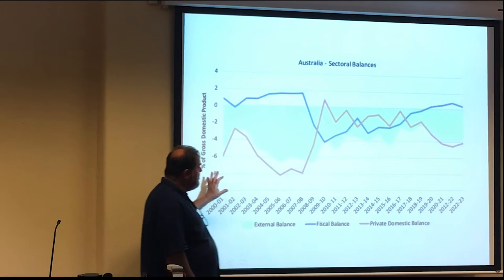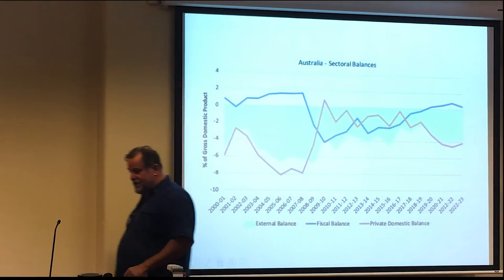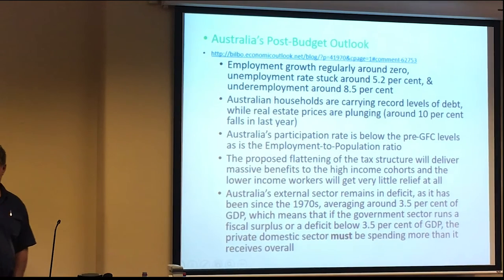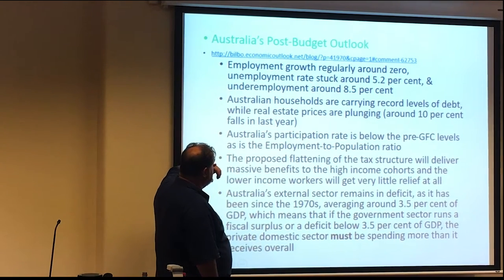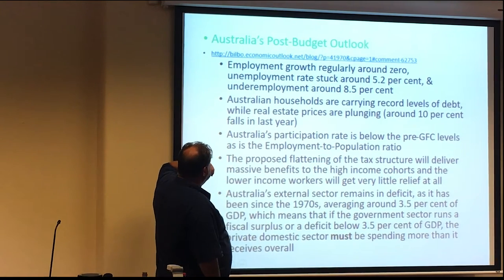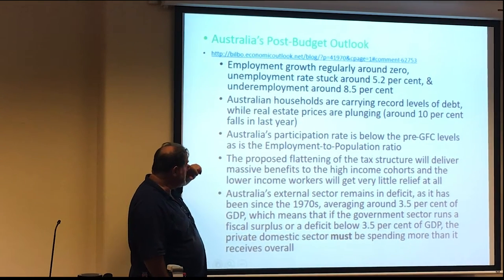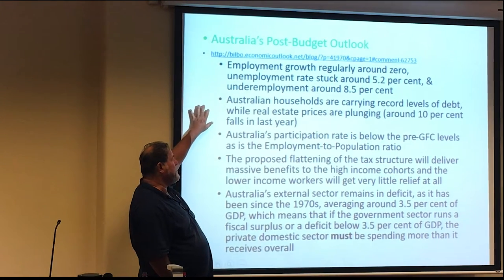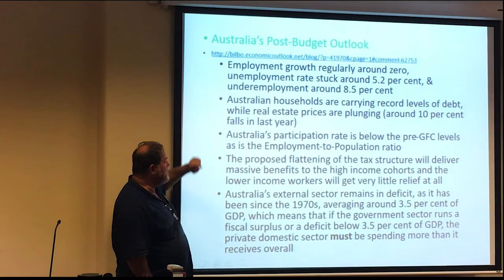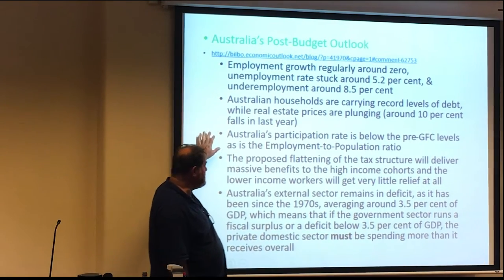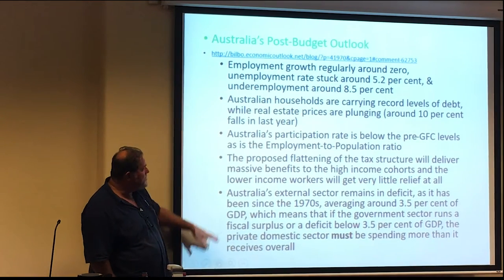This picture of sectoral balances was used when Bill was explaining the likely consequences of the last budget that we had. And he warned that, with economic growth regularly around zero, unemployment is still stuck around 5.2%, and of course it just recently went up again, and underemployment around 8.5%. By the same token, Australian households are carrying record levels of debt, and the budget was framed at a time when real estate prices were plunging in Victoria and New South Wales. So he's referring to the year prior to the budget. And Australia's participation rate was below pre-global financial crisis levels, as was the employment to population ratio.